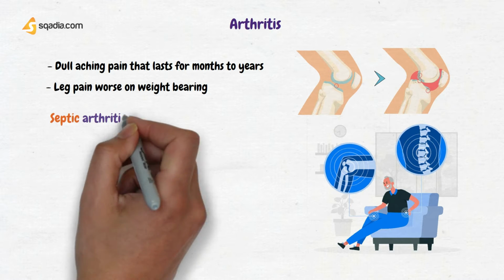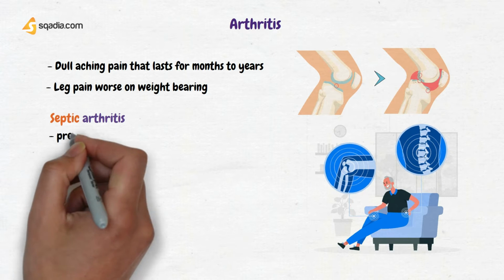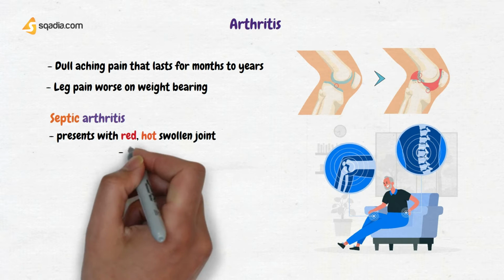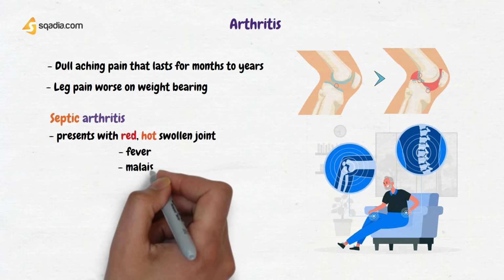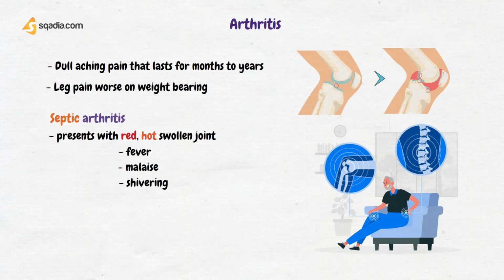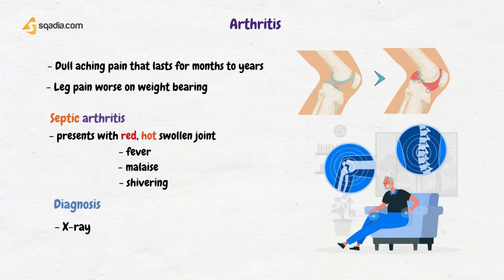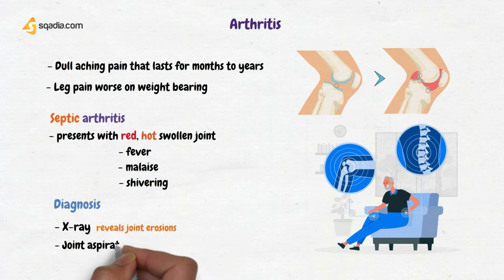Septic arthritis involves the infection of a joint resulting in a red-hot, swollen joint. Other symptoms include fever, malaise, and shivering, as seen with any infection. Diagnosis can be made even by an X-ray, which reveals joint erosions, or joint aspiration and fluid analysis.